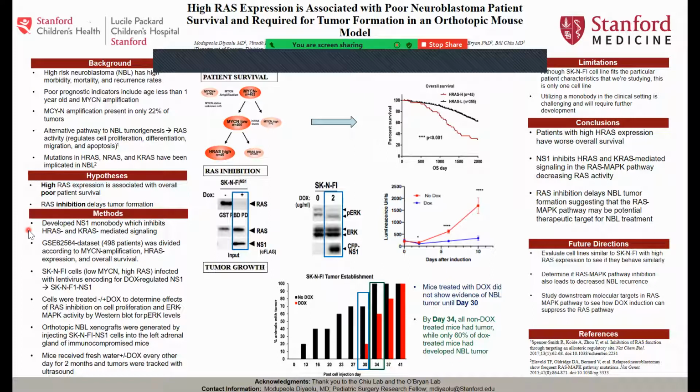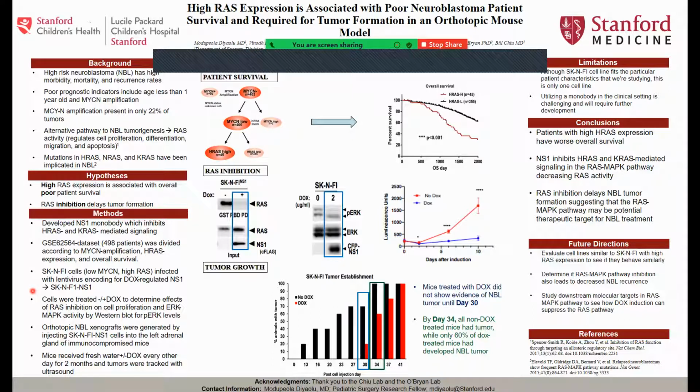Using the GSE62564 dataset of 498 patients, we identified subpopulations in neuroblastoma which were MYC non-amplified, have MYC low expression, and have HRAS expression. We also stably transfected a cell line, SK-N-FI, with a lentivirus encoded with a doxycycline-regulated NS1 expression construct that allowed for chemically regulated NS1 expression and RAS inhibition, called SK-N-FI-NS1.